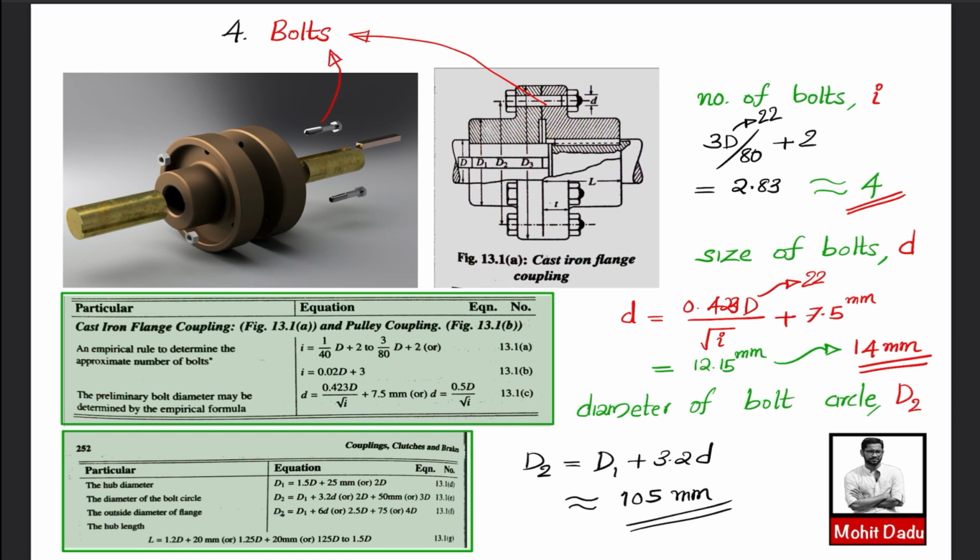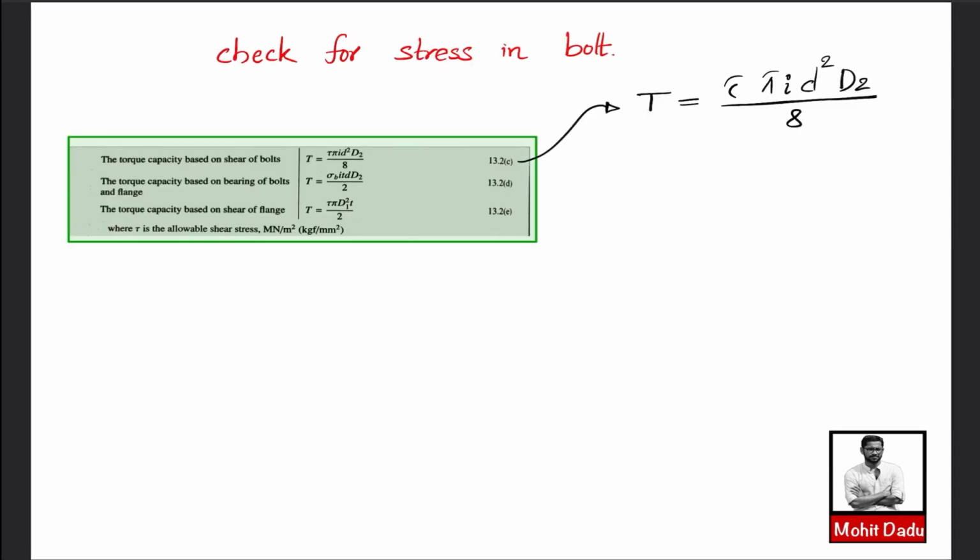So now we have evaluated the different dimensions: number of bolts, size of bolt and the pitch circle diameter. Next we will be making a check for the stresses induced in the bolt. For making the check for stress induced in the bolt, we will be evaluating the shear stress, for which you will be making use of this equation, the torque capacity based on shear. That means the expression is given in terms of torque, and on the right hand side the shear stress tau is coming.